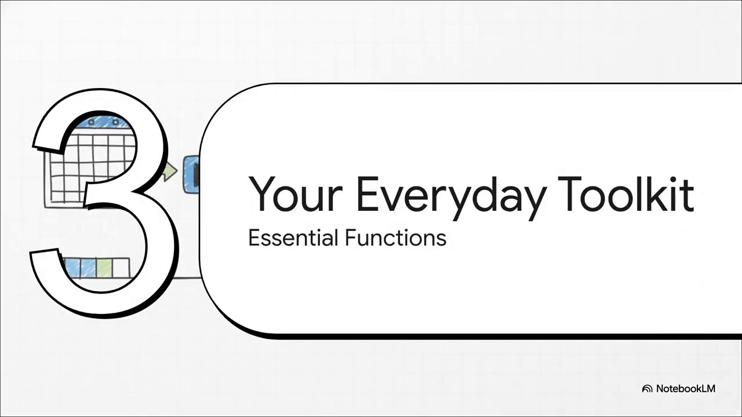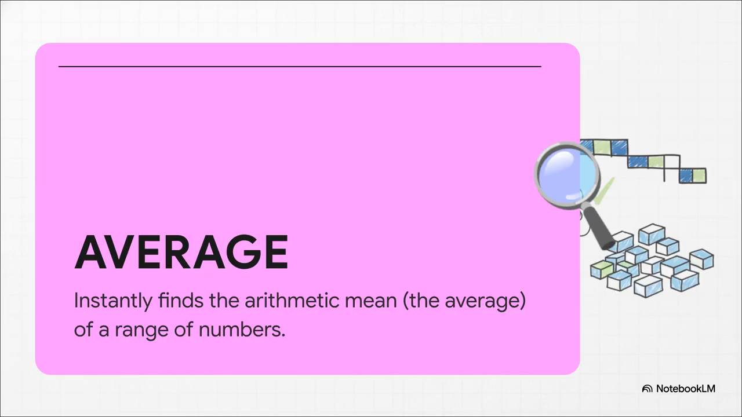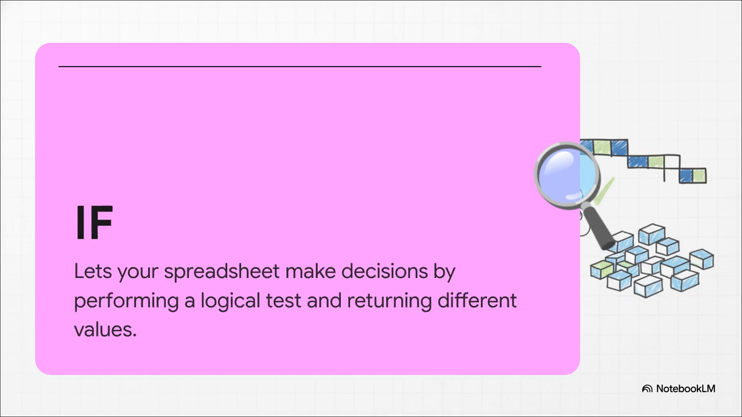So what are some of the essential functions you can start using today to make your life easier? Let's look at a few of the everyday workhorses. First up is average. Instead of summing everything up and then dividing by the count, you just use this one function. It's absolutely perfect for finding the mean of test scores, monthly sales figures, or pretty much any list of numbers you can imagine.